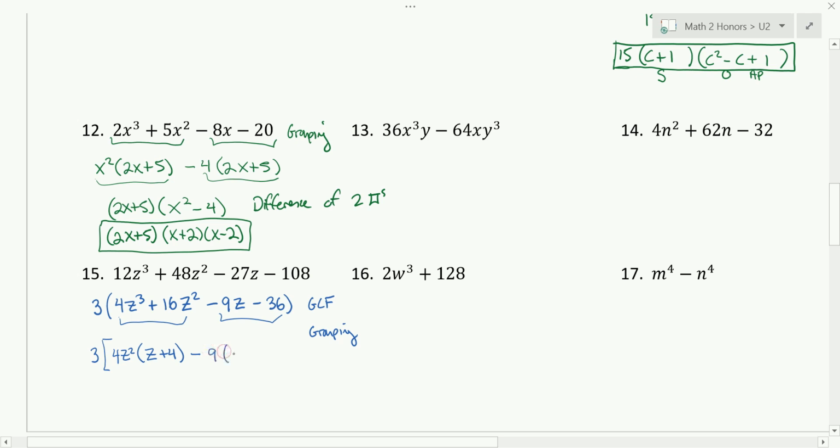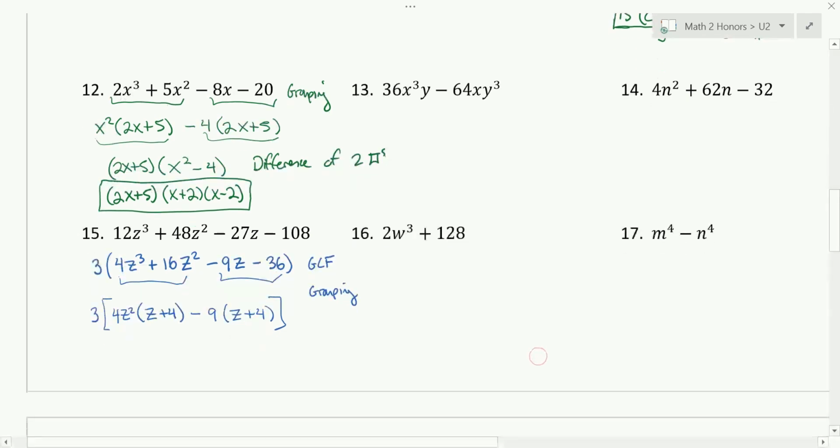And what's left? Plus 4. Good. All right. So I still wanted to keep everything that I'm doing here in some kind of, you could use parentheses or brackets. I'm using brackets because that 3 is still in front of all of it. Okay. Next step, I'm going to factor out that z plus 4. So it looks like this. 3 times z plus 4.